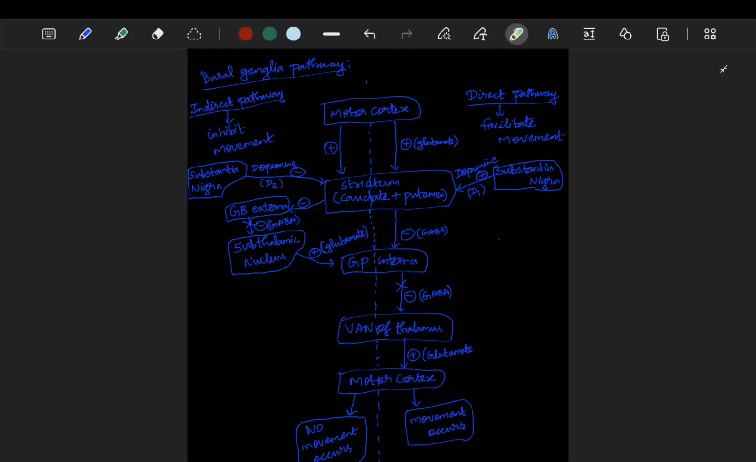Basal ganglia pathway. There are two pathways: the direct pathway, which facilitates movements, and the indirect pathway, which inhibits movements. So first let's see the direct pathway. The motor cortex stimulates the striatum, which is the caudate nucleus and putamen.